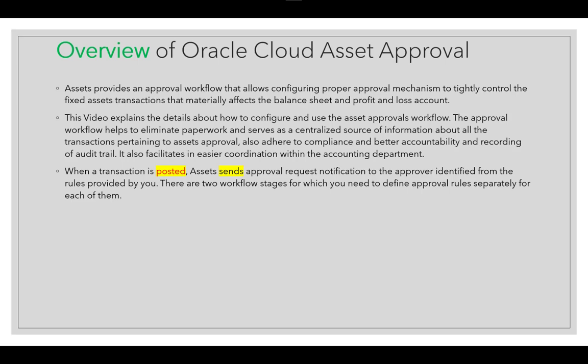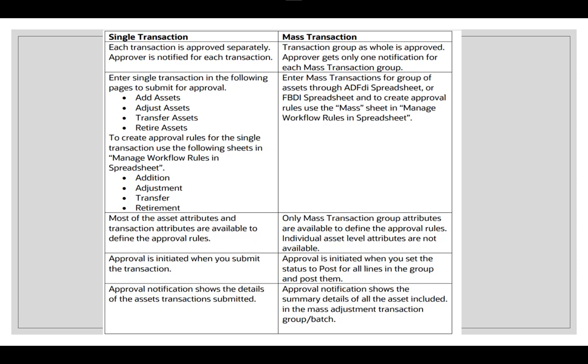Which are these two? There are single transactions and mass transactions. For a single transaction, each transaction is approved separately, and approval is notified for each transaction. For a mass transaction, the transaction group as a whole is approved, and the approver gets only one notification for each mass transaction group.